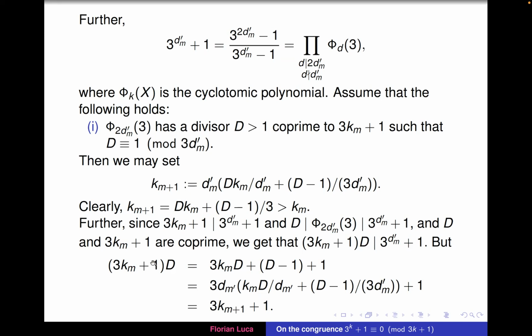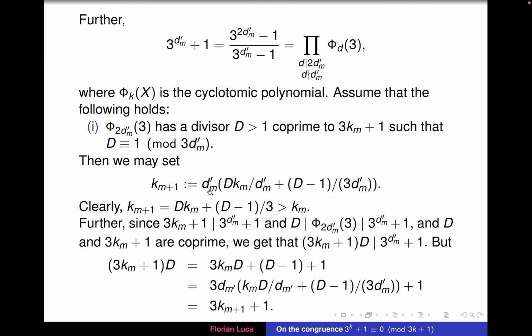Well, let's expand it. We write 3k sub m plus 1 multiplied by D is 3k sub m D plus D. I write D as D minus 1 plus 1. And then I factor out d sub m prime. And I obtain the number that I called k sub m plus 1. So this number, 3k sub m plus 1 times D, is actually equal to 3 times the next member in the sequence, k sub m plus 1, plus the number 1. And it divides 3 to the d sub m prime plus 1.